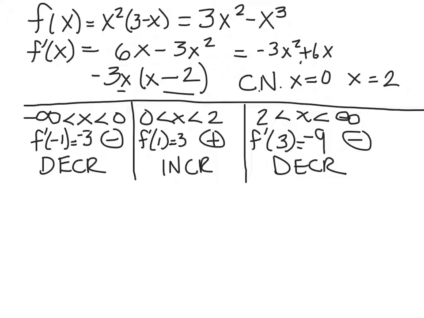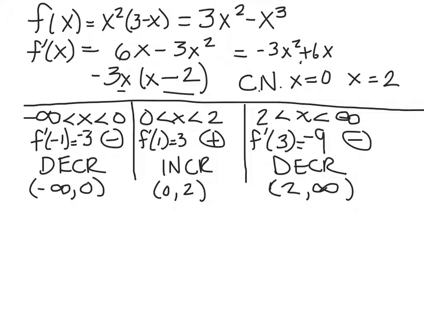Okay, I want to point out to you, when we report this, we're going to say decreasing on the interval of negative infinity to 0, increasing on the interval from 0 to 2, and then decreasing again on the interval from 2 to positive infinity. And remember, this is continuous, so all of these intervals are written with parentheses.